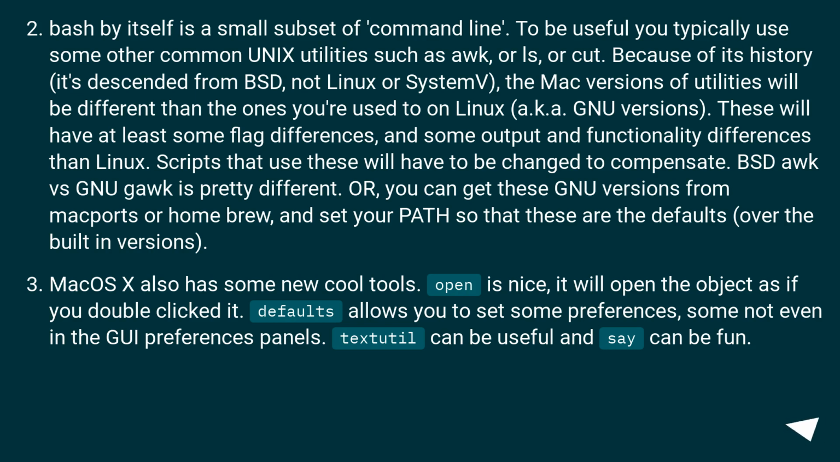BSD awk versus GNU awk is pretty different. Or, you can get these newer versions from MacPorts or Homebrew, and set your path so that these are the defaults, over the built-in versions.